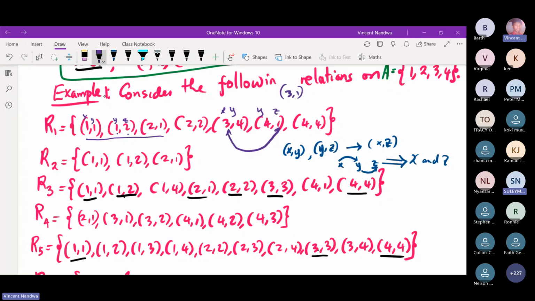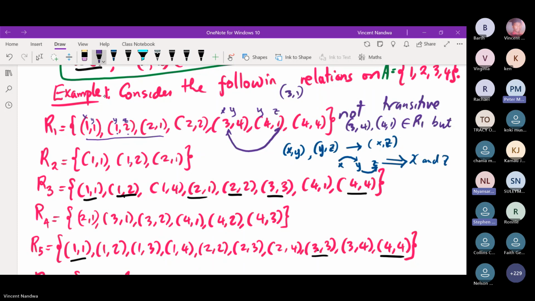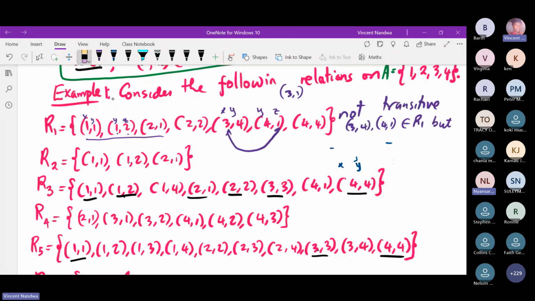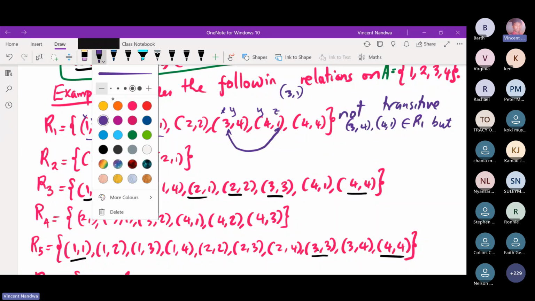Therefore, this one is not transitive, since 3, 4 and then 4, 1 are in R1, but 3, 1 is not in R1. That's the reason for that answer: we have the first two pairs obeying the first part of the definition, but the first number in the first pair is not related to the last number in the second pair.